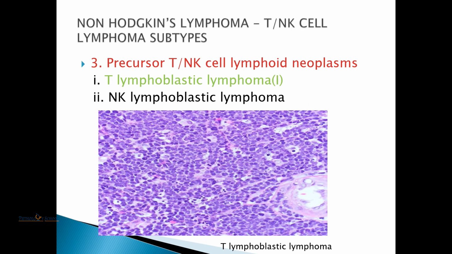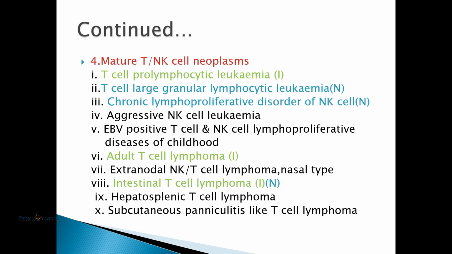Another category is NK lymphoblastic lymphoma. Coming to mature T or NK cell neoplasm, the important category is T cell pro-lymphocytic leukemia. The new entity is T cell large granular lymphocytic leukemia. The change is that the newly found mutations of STAT3 and STAT5B are seen in the new cases. There is a new entity, chronic lymphoproliferative disorder of NK cell, which is added.